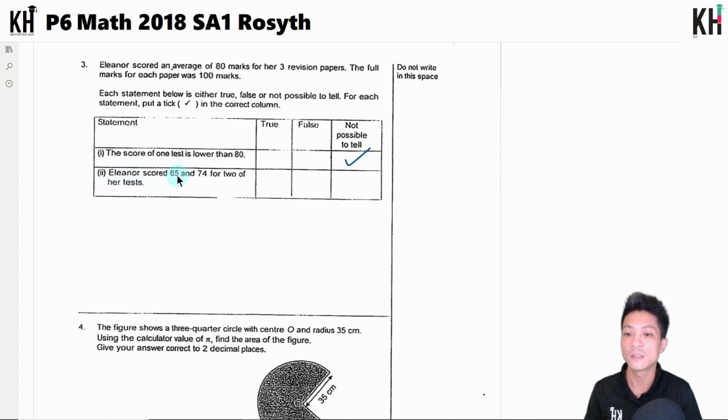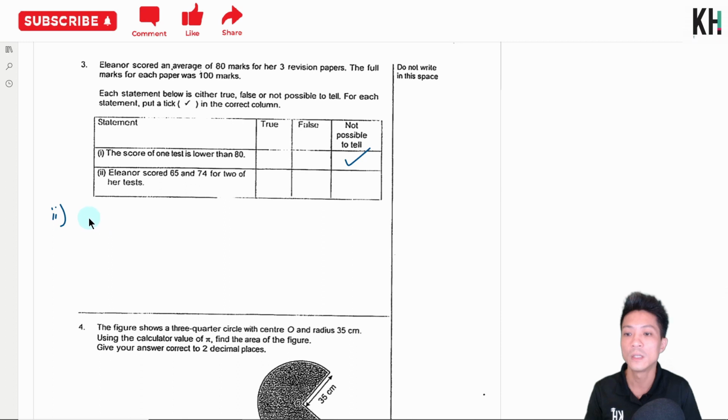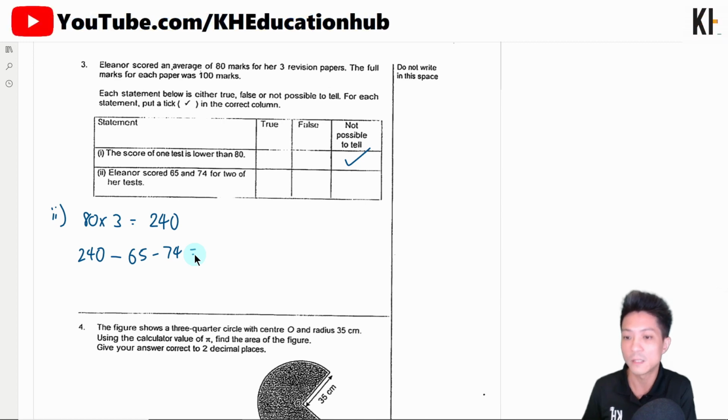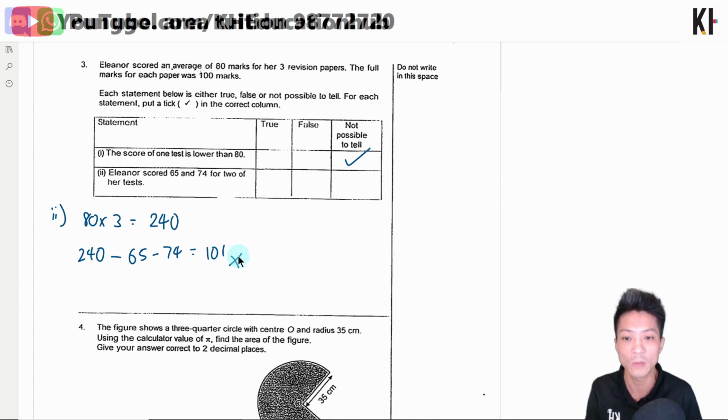Eleanor scored 65 and 74 for 2 of her tests. For this part, we can check if it is true or not. First, I need to find the total marks of her 3 tests. 80 times 3 is 240. If you use 240 minus 65 and minus 74, that will give me 101, right? So this is definitely false, because it's impossible to have 101 marks in the last test. So this is false.